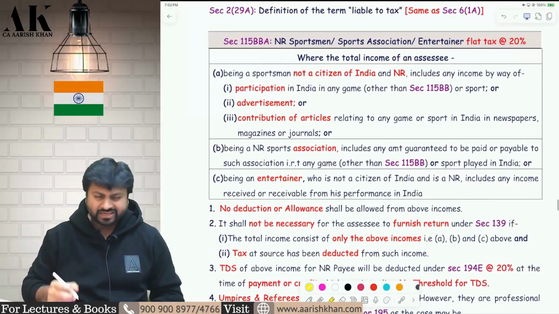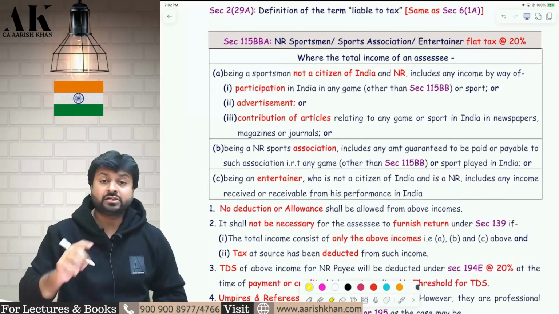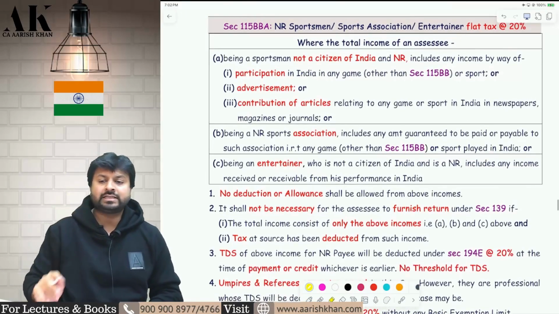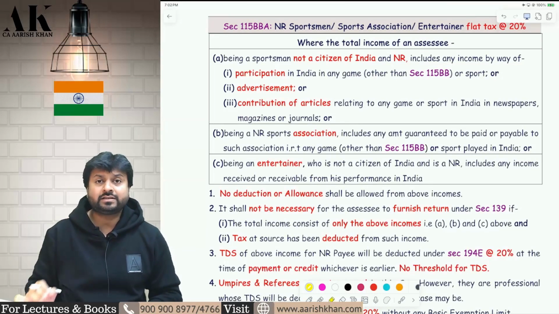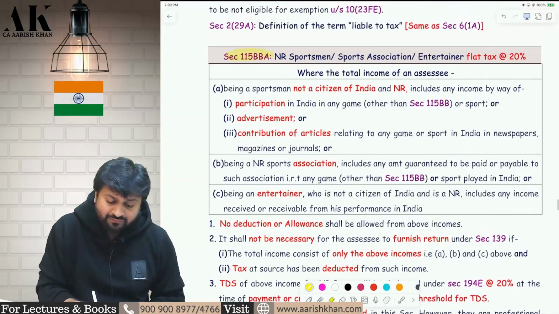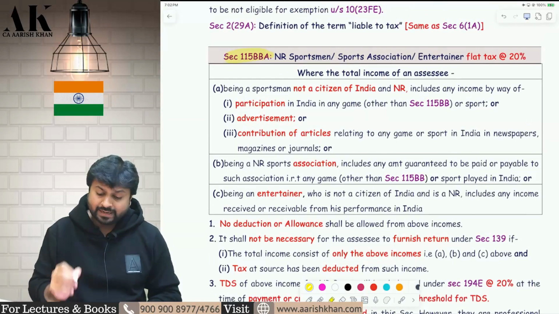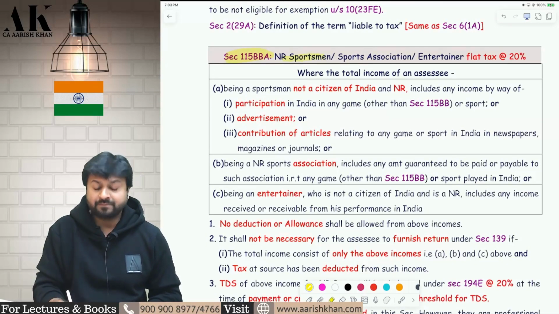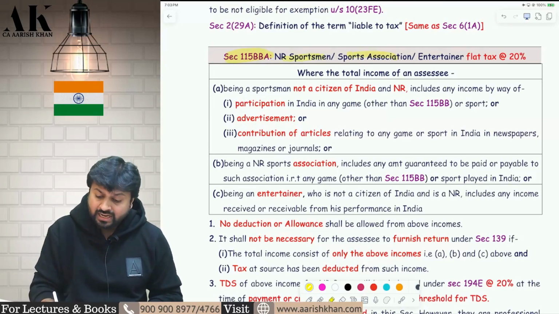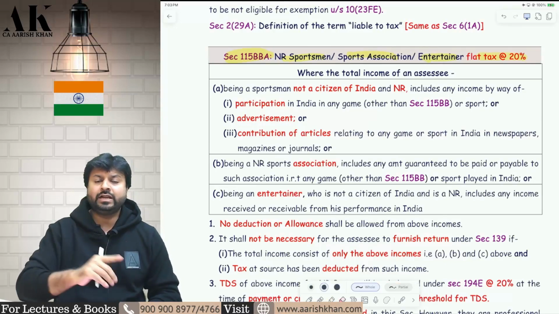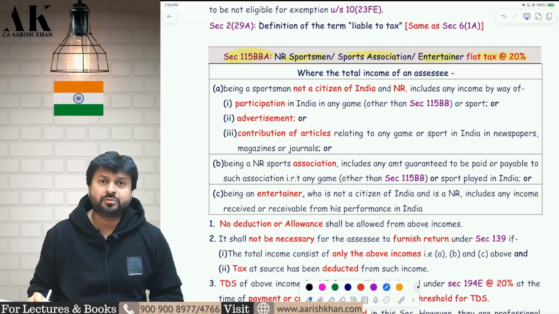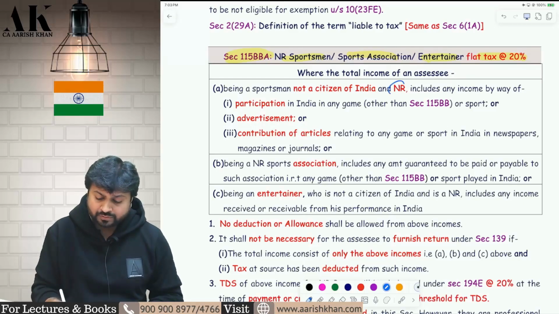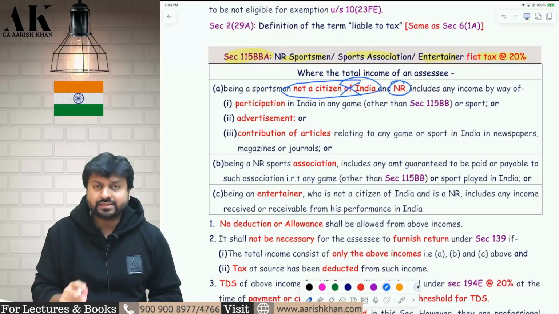This was not a very important section, but the next one is absolutely important for your exam. Many times they have asked this particular section in your examination. That is 115BBA, a special tax rate applicable to non-resident sportsmen, non-resident sports association and non-resident entertainer, where they are going to pay tax at the flat rate of 20% plus surcharge if applicable and cess. Let's talk about non-resident sportsmen first. If you are a non-resident sportsman, you should also not be a citizen of India.